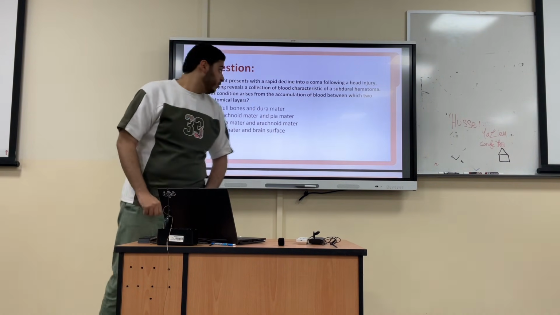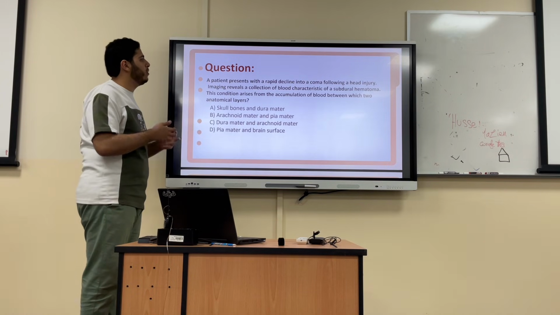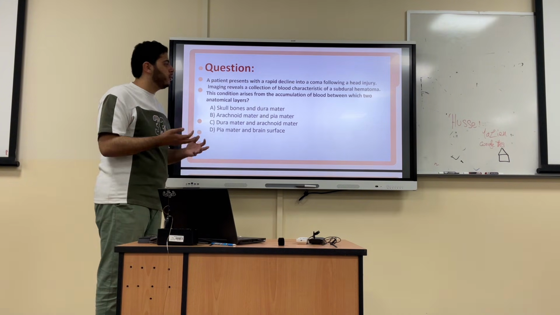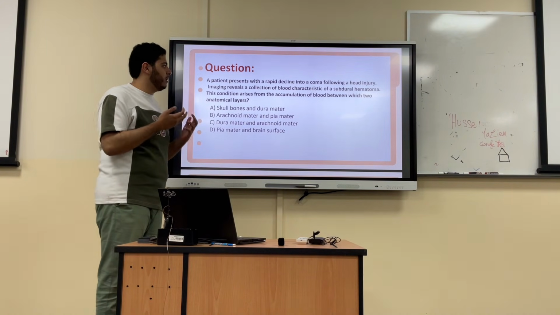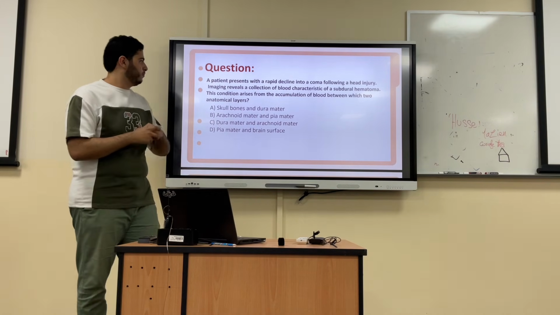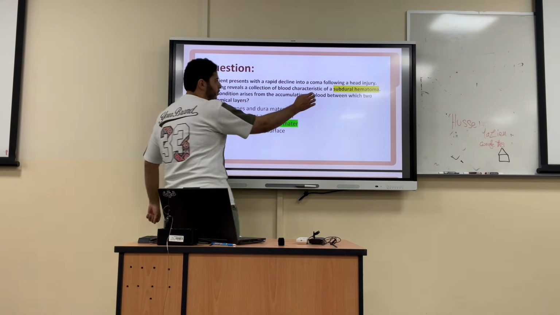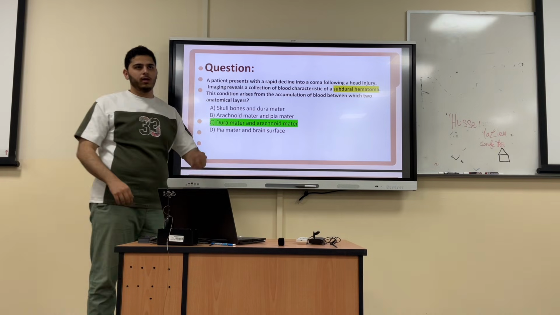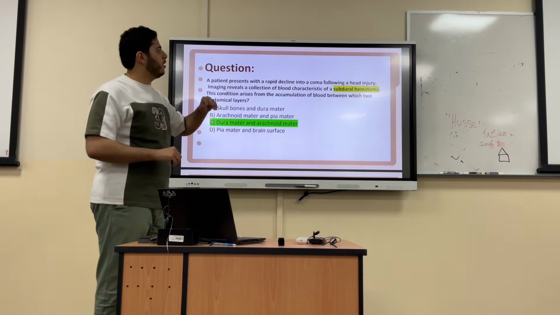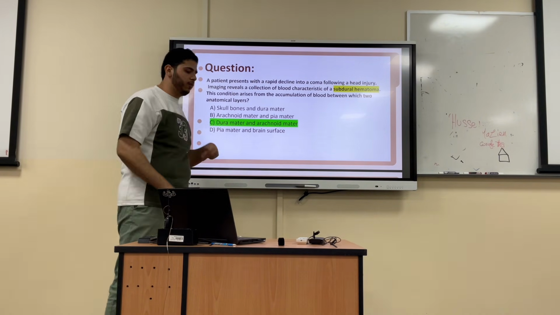Okay. Now we have questions. A case: a patient presents with a rapid decline into a coma following a head injury. Imaging reveals a collection of blood characteristic of a subdural hematoma. The condition arises from the accumulation of blood between which two anatomical layers? Of course, dura mater and arachnoid. Here's the keyword: subdural hematoma. What does subdural mean? It's the space between the dura mater and the arachnoid mater. The injury occurs between the dura mater and the arachnoid mater.